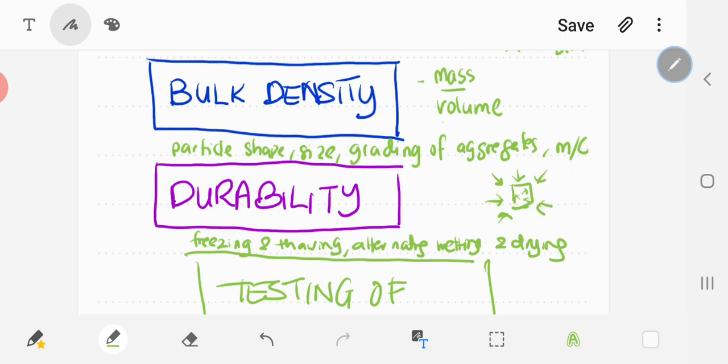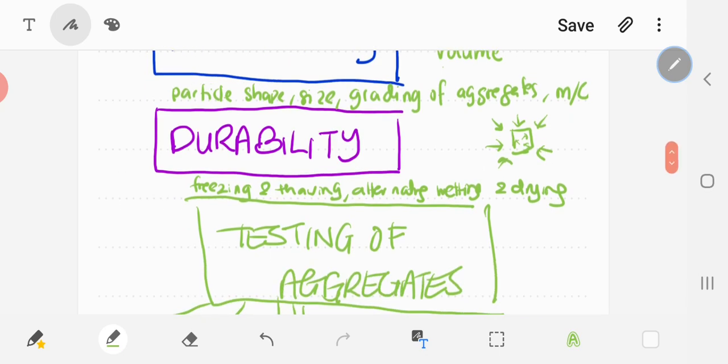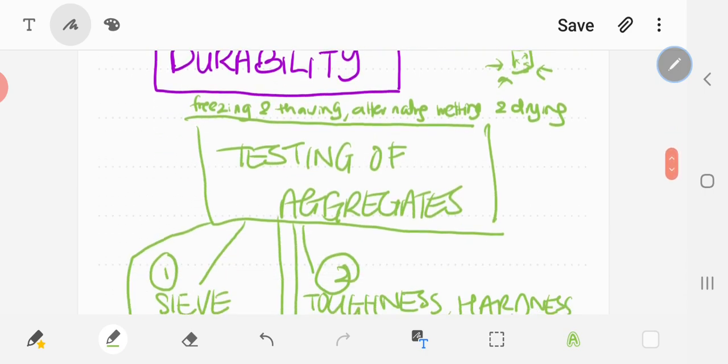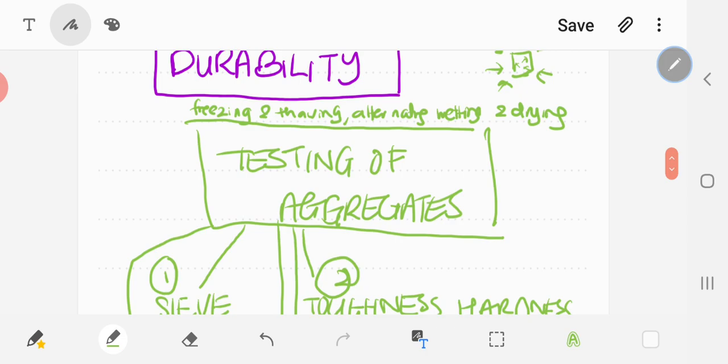Okay, we consider the aggregate is unsound when volume changes result in deterioration of concrete in the form of local scaling to extensive surface cracking. So that is under durability and also bulk density of the aggregates.